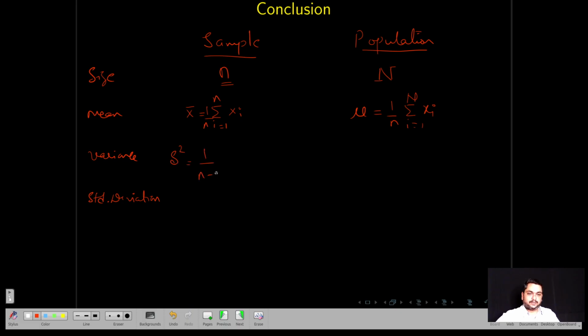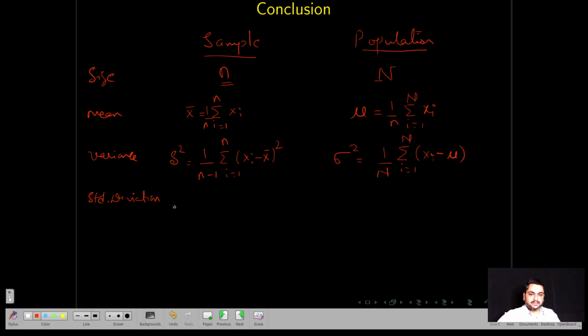Variance you represent as s square. So how is it represented? 1 by n minus 1, summation of i equal to 1 to n, xi minus x bar, that whole square. Here it is represented as sigma square equal to 1 by n, not n minus 1, then summation of i equal to 1 to n, xi minus mu, the population mean.